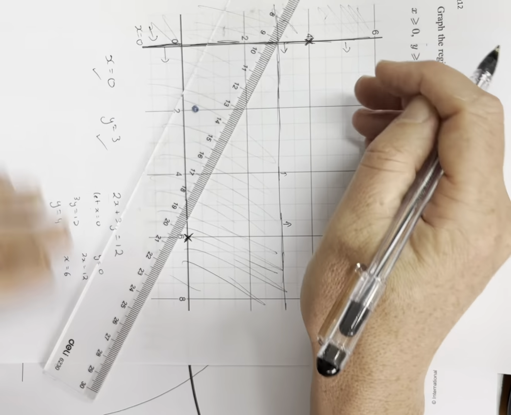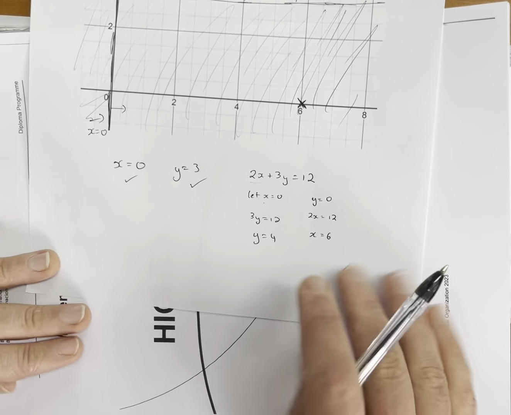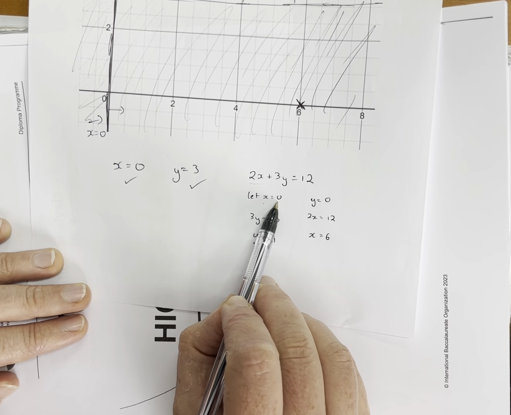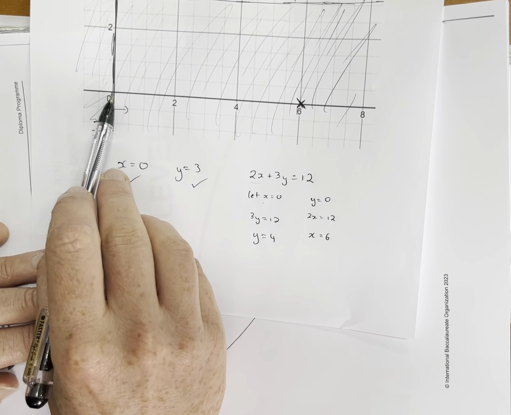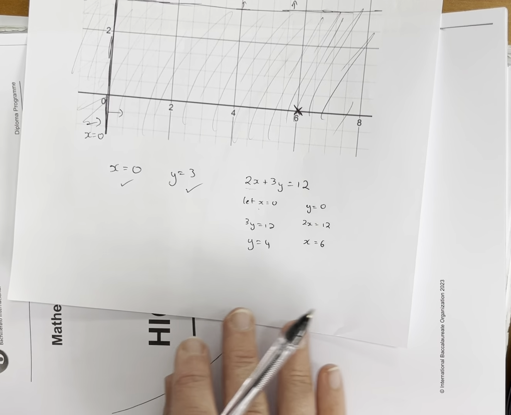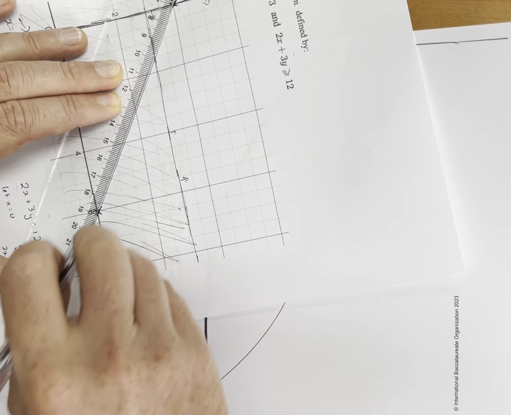I combine those two together with a ruler. Why does y equal 4 again? I find out where it crosses the y-axis by letting x equal 0, because I'm going to find the point along here. And then I draw the line.